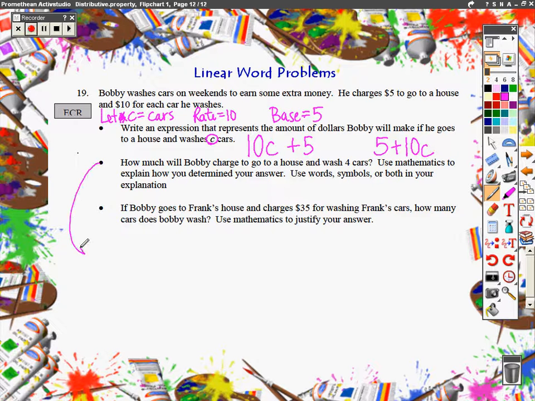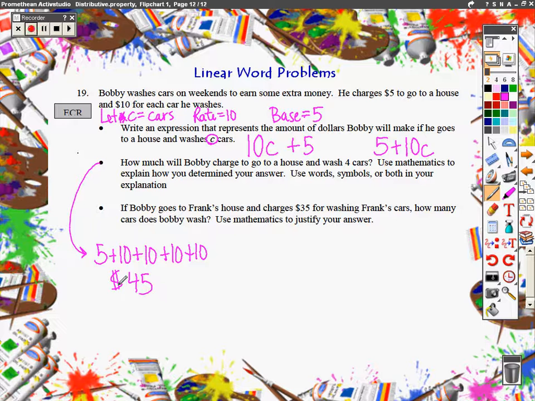The second dot, I'm going to come down here and answer. It says how much will Bobby charge to go to a house and wash 4 cars? Use mathematics to explain how you determined your answer. Use words, symbols, or both in your explanation. I'm going to do this 2 ways. I'm going to do it just logically with arithmetic, and then I'm going to do it algebraically. Well, no matter what, $5 to go to the house. Here's the first car. Here's the second car, the third car, and the fourth car. So how much did I charge? 10, 20, 30, 40, $45.